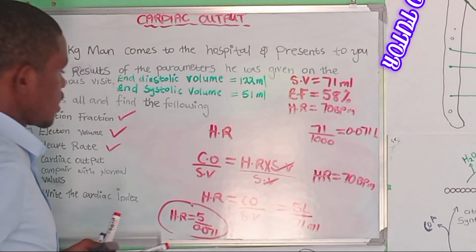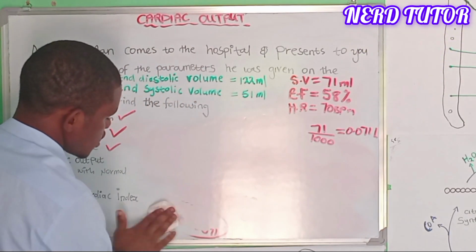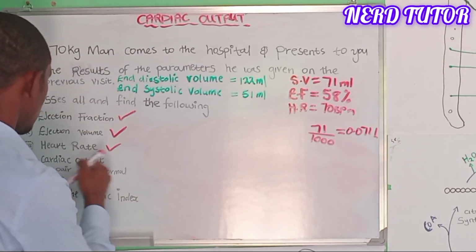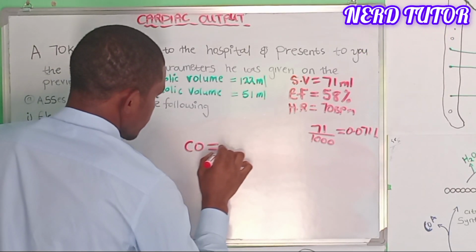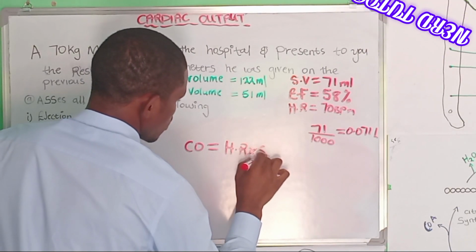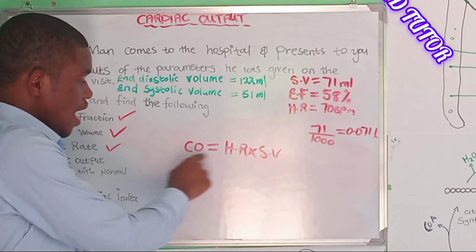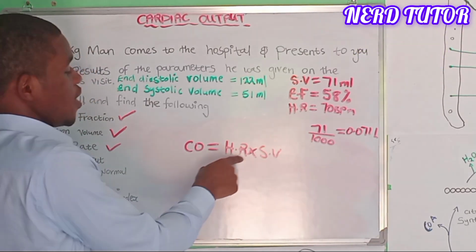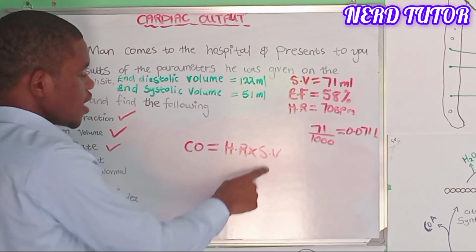Cardiac output is also very simple and very easy. To calculate for cardiac output, in question 4, we said cardiac output is given by the heart rate multiplied by the stroke volume. This is the formula we use to solve for cardiac output. Do we have the heart rate? Yes, we solved for it. It is 70 beats per minute. But do we have the stroke volume? Yes, the stroke volume we have.